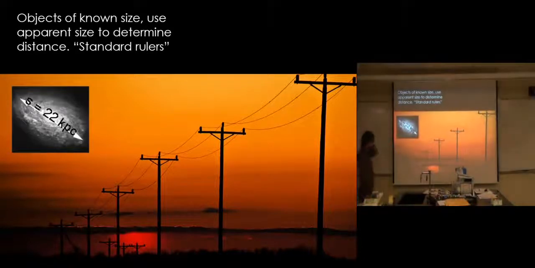Then we've also talked about the standard rulers of spiral galaxies, where if you know spiral galaxies are all the same size, you can get really far because this isn't one star. This is 200 billion stars or so. So they're very bright, and you can see them at very large distances. They're very large rulers. They're 100,000 light years across, or 70 to 100.